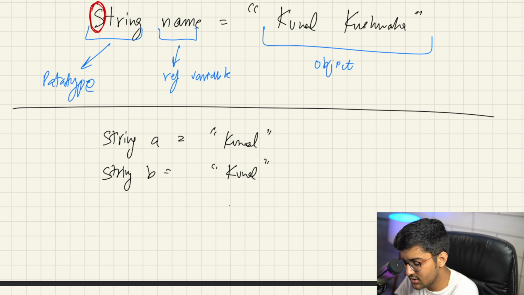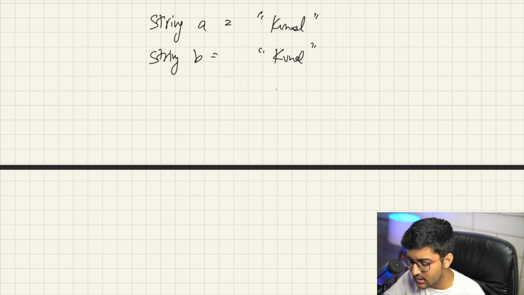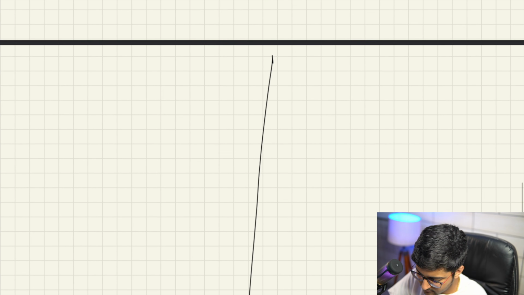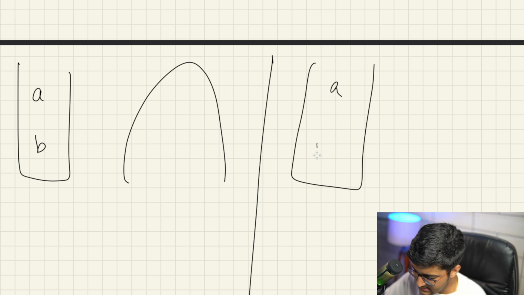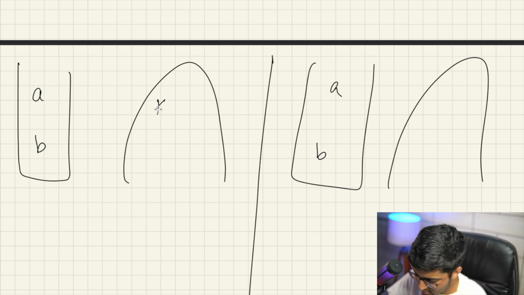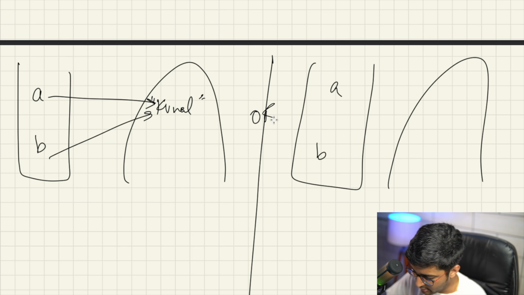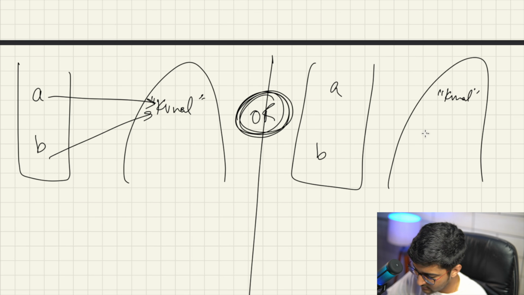My question to you is, you might be saying, hey Kunal, is this creating two different objects, or is it pointing to the same object? For example, is it doing something like this? A is in stack, B is also in stack, this is heap. Kunal is created here, pointing to this. Or, Kunal here, Kunal here.